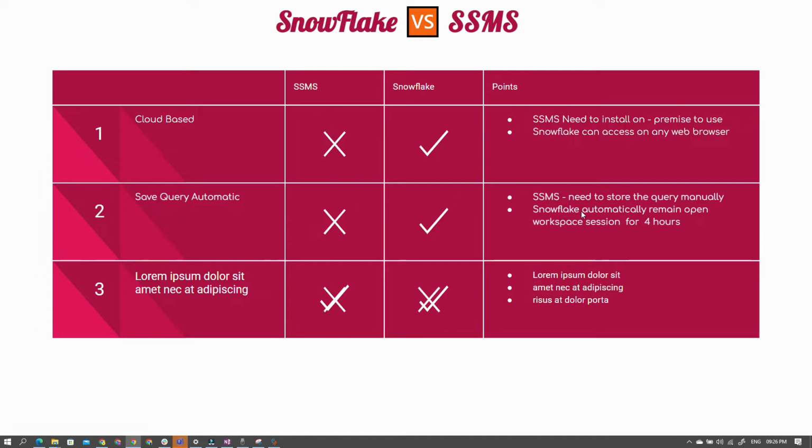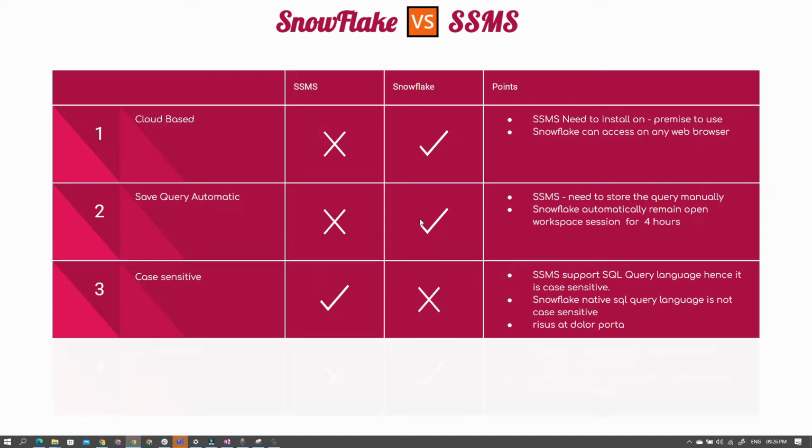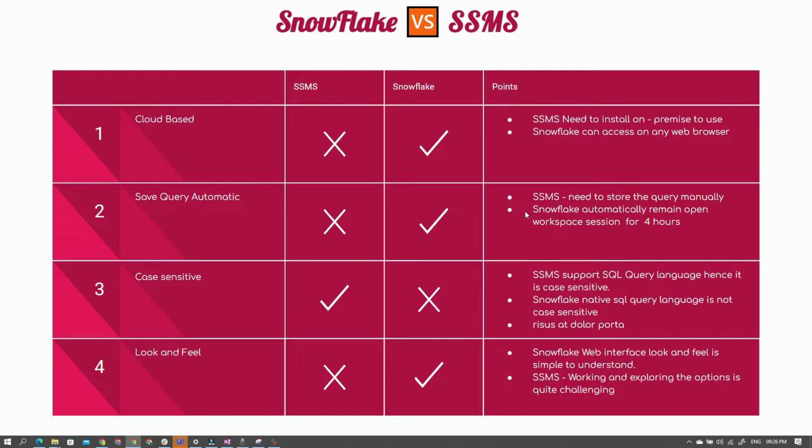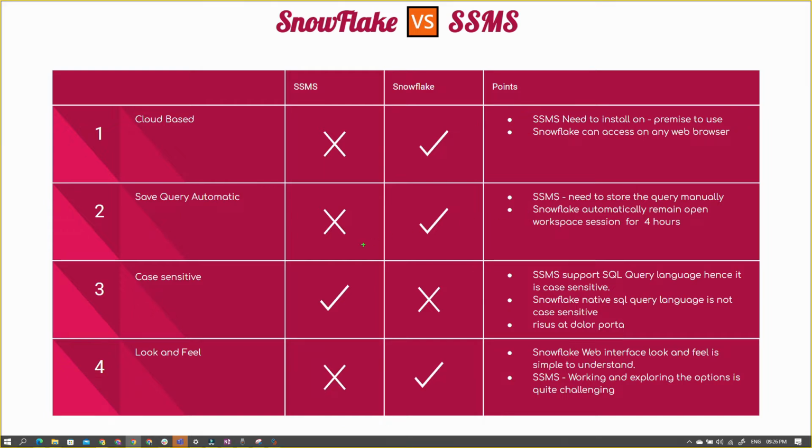Snowflake is accessible on a web browser. As we all know, Snowflake is a cloud-based database where we can access the Snowflake web interface in the web browser. For SSMS, we need to install the SSMS application on our on-premise server or maybe on the laptop, through which you can access the databases. Snowflake is a case-insensitive programming language, which means there is no hard limitation on the case. Any case, uppercase or lowercase, you can write in Snowflake. Whereas SSMS supports only SQL, and SQL is treated as case-sensitive.